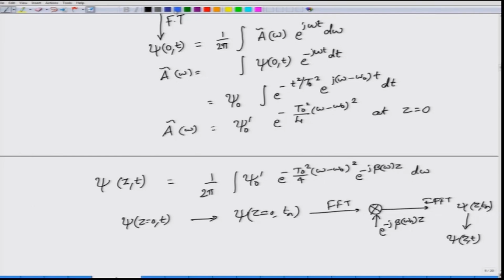So, the core of the algorithm here is this: you discretize, that is, you represent whatever that you want to transmit on a computer by a discrete function, take the Fourier transform, and do not forget to multiply each term by the appropriate phase factor, and then take the inverse Fourier transform. That is all that is there to it.